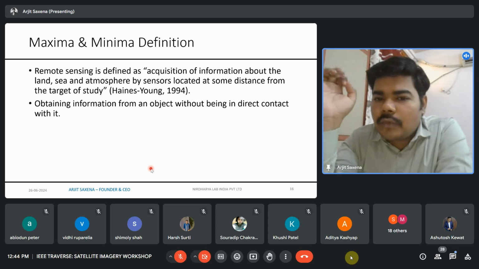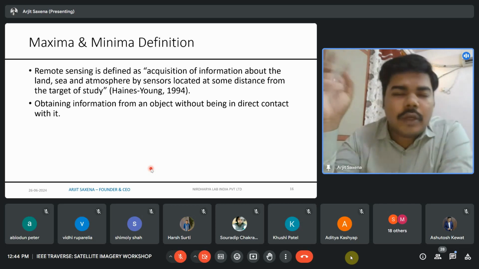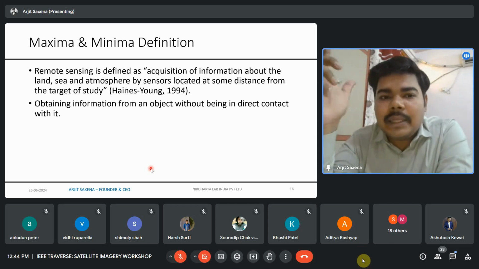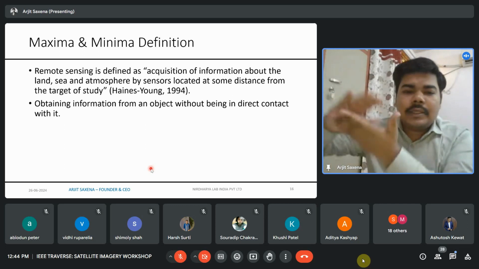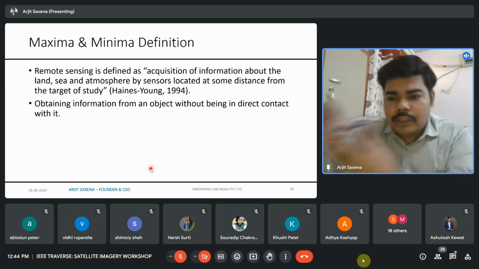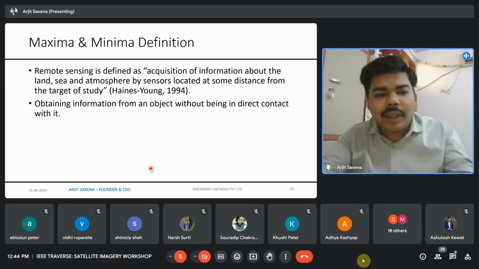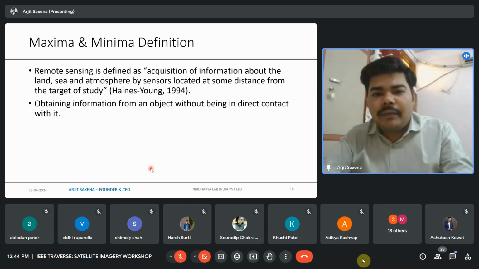It is the acquisition of information about the land, sea, and atmosphere. We are focusing on these three points. So this definition is very clear in itself, and through it we are trying to focus through sensors: imaging sensors, thermal sensors, or sounders, mappers, ultrasounds. These are the sensors we use for remote sensing applications, at some distance from the target of study. It is very clear that there should be a distance from the target of study. So this is the maxima definition, and the minima definition is obtaining information from an object without being in direct contact. I hope the maxima and minima definitions are clear to everyone.